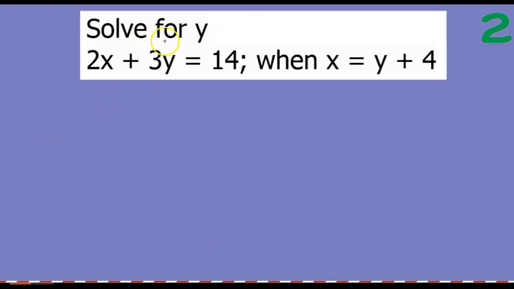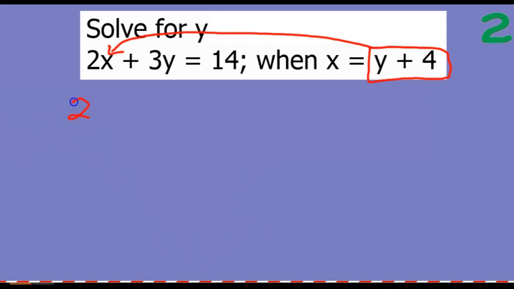Next problem says solve for y, but this time x equals this whole thing, y plus 4. So we're solving for y now. We're trying to get y by itself. And we need to put this whole thing, y plus 4, in for x. So we're going to have 2 times y plus 4 plus 3y equals 14.